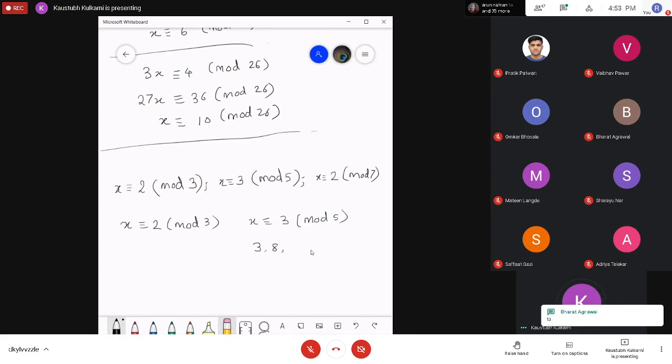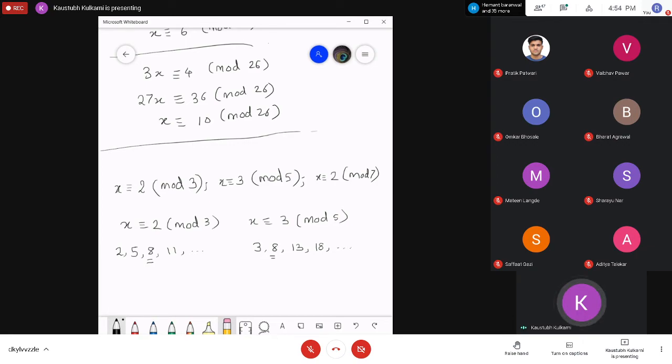With a difference of 5, you will get it, right? 13 is one of them, 18. Get the point? This is the list. In this case, 2, then 5, then 8, then 11, and so on. Now if you see, 8 is common in these two. So 8 when divided by 3 leaves a remainder of 2, and when divided by 5 leaves a remainder of 3.